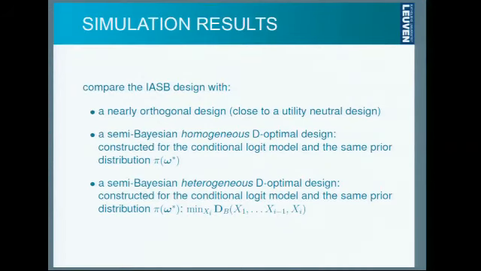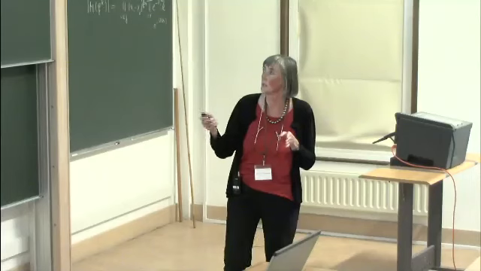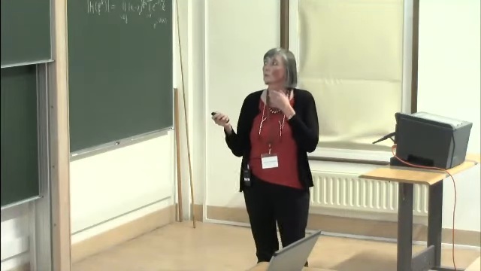And then we have 2 semi-Bayesian optimal designs for the conditional logit model. So we can solve the problem if there is no heterogeneity in the market. And then we can compute semi-Bayesian designs that take into account uncertainty about parameters. So we can use our prior information that we need anyway to get semi-Bayesian optimal designs for the conditional logit model.